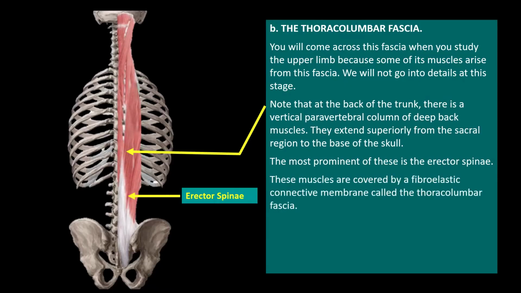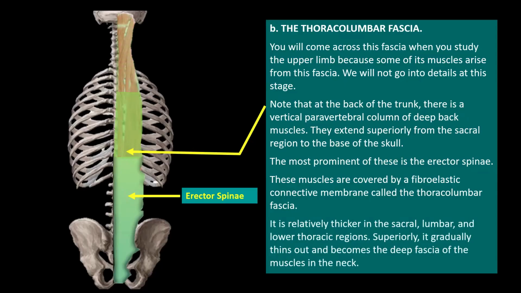These muscles are covered by a fibroelastic connective tissue membrane called the thoracolumbar fascia. It is relatively thicker in the sacral, lumbar, and lower thoracic regions. Superiorly, it gradually thins out and becomes the deep fascia of the muscles in the neck.